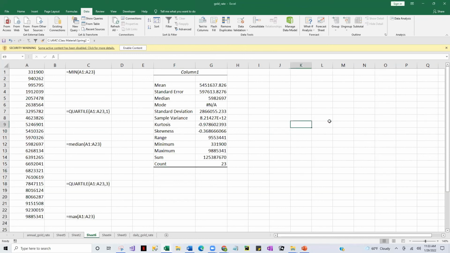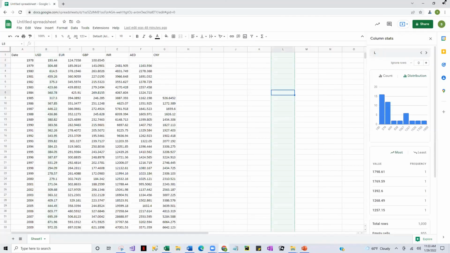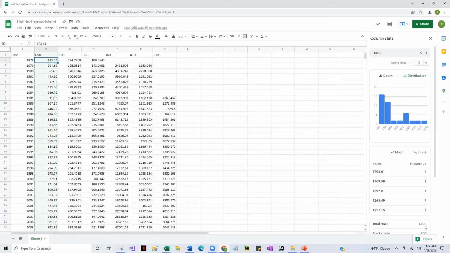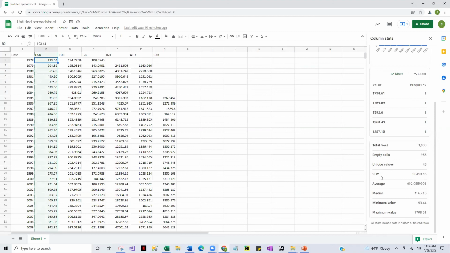Okay, thank you. Yes, you can use that. Google Sheet, I am not that familiar with Google Sheet. What I have seen here is this: if you click on the column, it is going to give you the sum, average (the mean), median, min, max. You need to anyway find the Q1 and Q2 and the standard deviation.